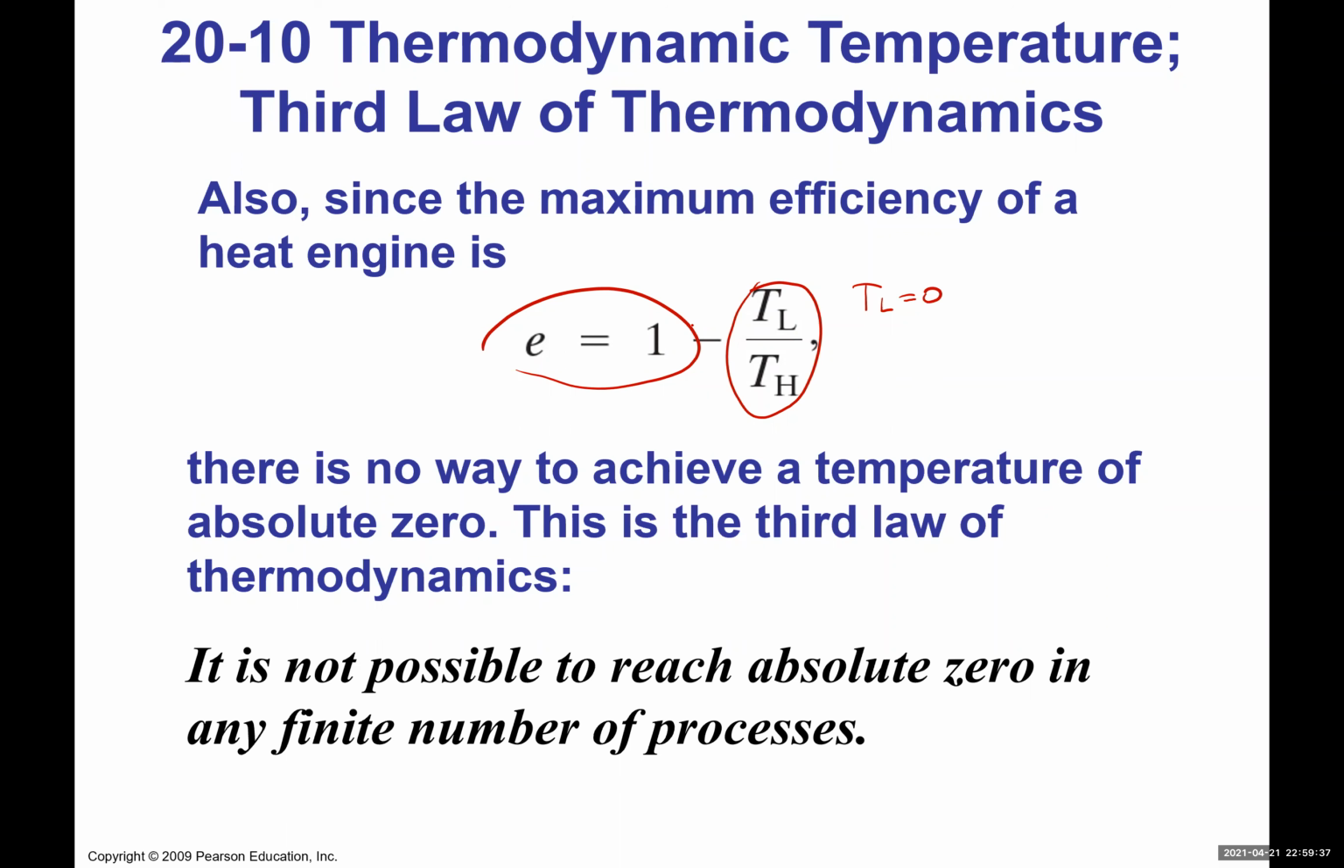You can think of some theoretical case where you have an infinite number of processes, but quantum mechanics basically forbids that. So the third law of thermodynamics says it's not possible to reach absolute zero in any finite number of processes. Again, we're not really doing anything with this. It's just an interesting fact to know, and this is basically the third law of thermodynamics.